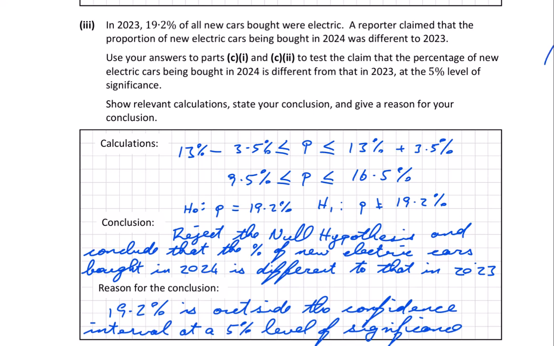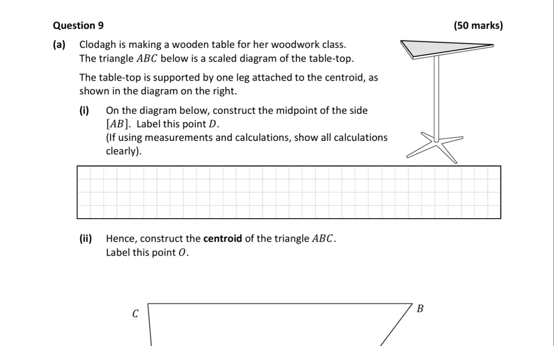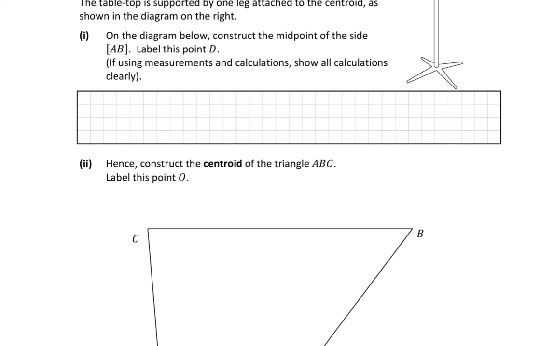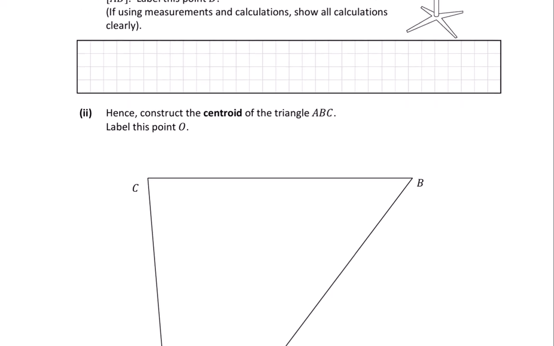Okay, next question. Question 9. Claude is making a wooden table for her woodwork class. The triangle ABC below is a scale diagram of the tabletop. The tabletop is supported by one leg attached to the centroid as shown in the diagram on the right. On the diagram below, construct the midpoint of the side AB, label this point D. If using measurements and calculations, show all your calculations.